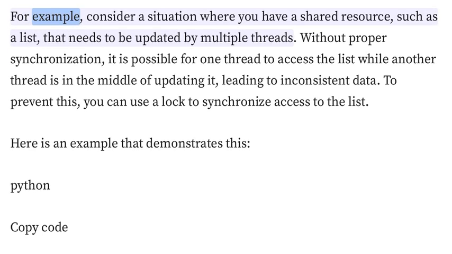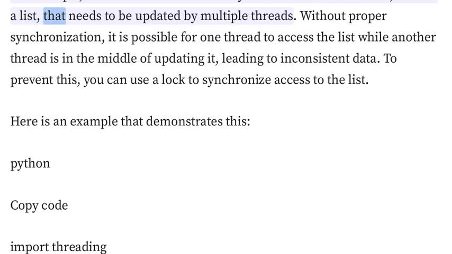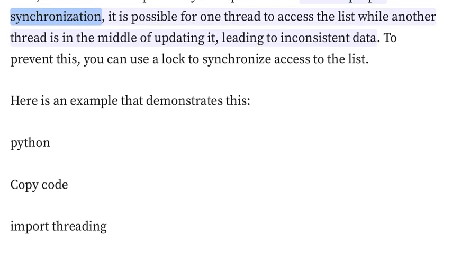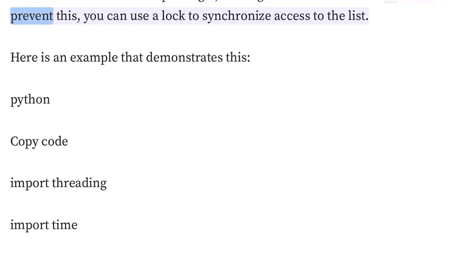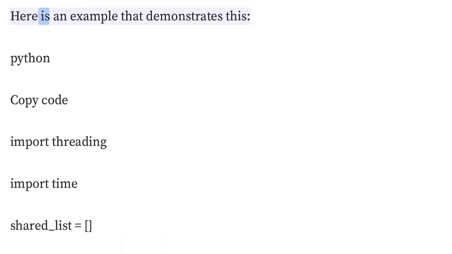For example, consider a situation where you have a shared resource, such as a list, that needs to be updated by multiple threads. Without proper synchronization, it is possible for one thread to access the list while another thread is in the middle of updating it, leading to inconsistent data. To prevent this, you can use a lock to synchronize access to the list. Here is an example that demonstrates this.